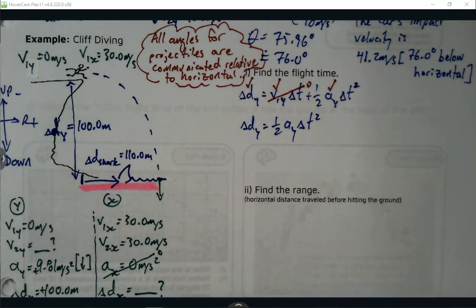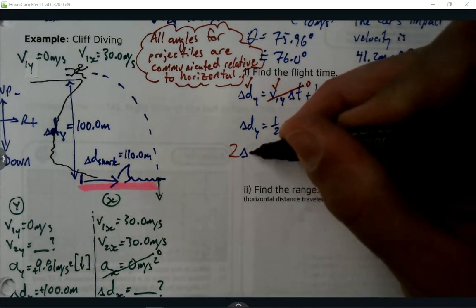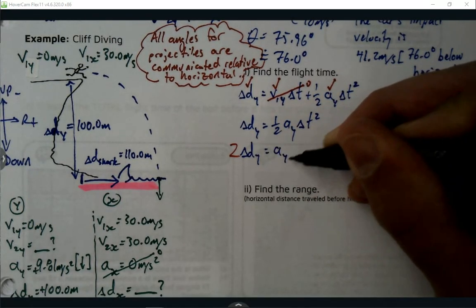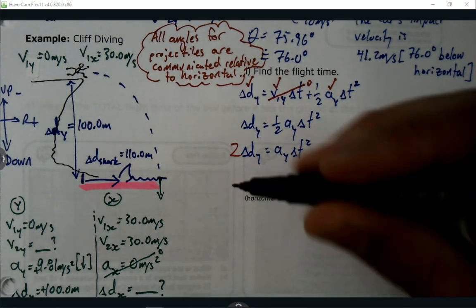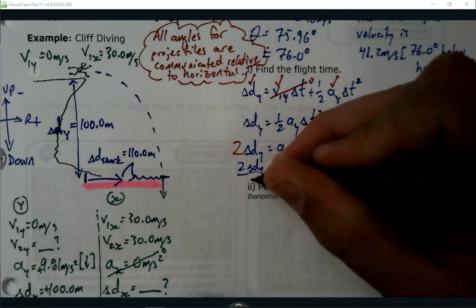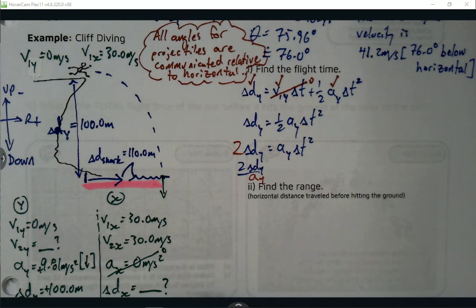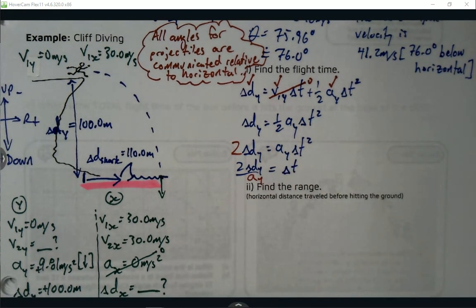And if I want to get this time now, actually that's not so bad. I'm going to multiply both sides by 2. So I get 2 times delta dy equals ay delta t squared. Notice I took that 1/2, multiplied both sides by 2. Then I'm going to divide both sides by ay. And so I get 2 times delta dy over ay equals, and I could say equals delta t squared, but can you guys give me permission? Can I just square root both sides? It'll save us a line of math, okay?